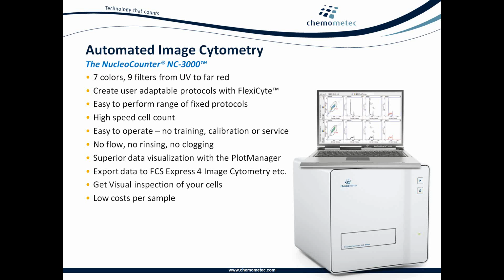And to round it all off, this is also a cell counter, high-speed cell counting, the same as the NC250, where you can count your cells directly on slides or in cassettes, which is easy to operate. There's no training or calibrating, and there's no flow in this instrument. It's based on images, so we have no clogging, no rinsing, so no maintenance. We can export the data to FCS Express, and we'll do that later, and we can also visually inspect the cells, and all this for low running cost.